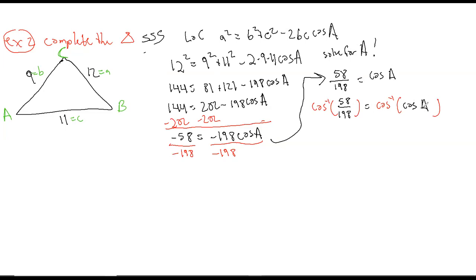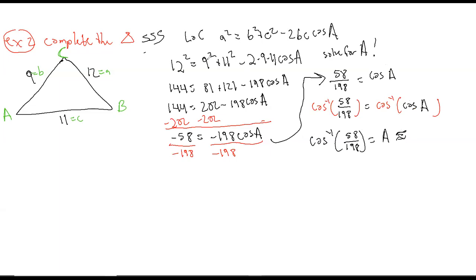So that the cosine inverse and cosine cancel. So that tells us that cosine inverse of 58 over 198, again, yes, I know that reduces, it doesn't matter since it's going in a calculator, is equal to A, which we're going to round to the nearest tenth. We didn't do an inverse sine this time because our function here was a cosine, so we had to inverse cosine.